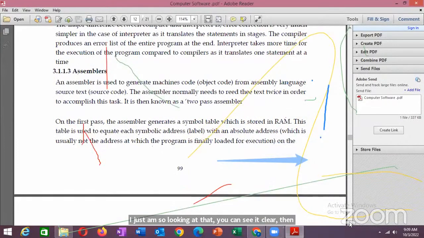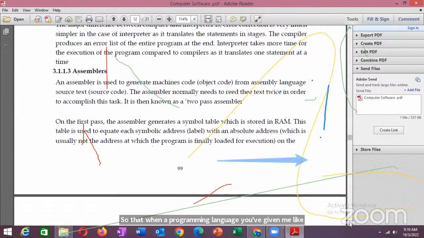Then what is an assembler? An assembler is used to generate machine code from assembly language. That is the source code. When a program is written in a given programming language like assembly, that's what we call the source code. When it's in machine code, we call it object code.